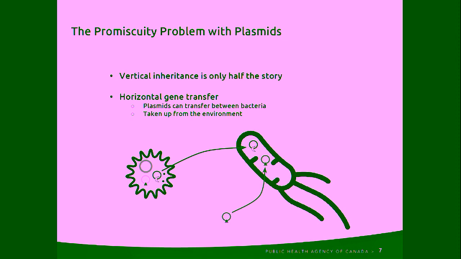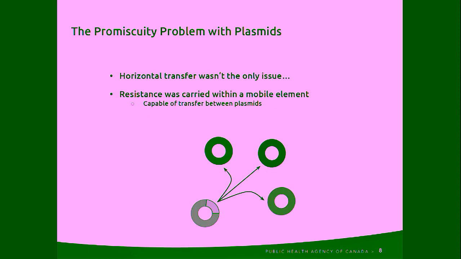The other problem that we're dealing with is that vertical inheritance in plasmids is only half the story. It's not always parent cell to daughter cell or offspring. They can be horizontally transferred between bacteria or from the environment, along with mobile elements transferring genes between plasmids themselves. They are very promiscuous, and so this is exactly what I just said.